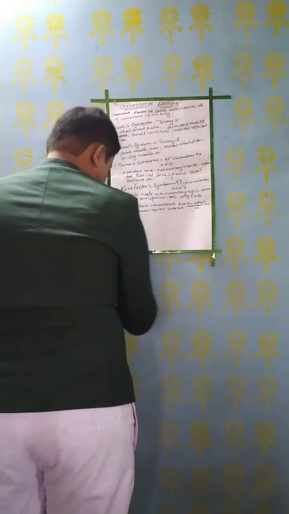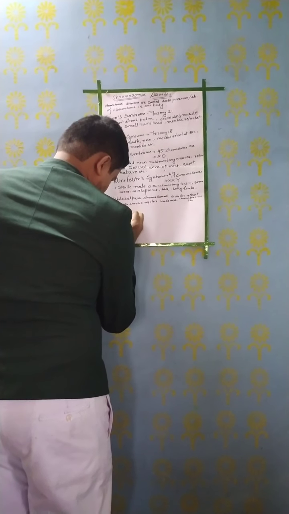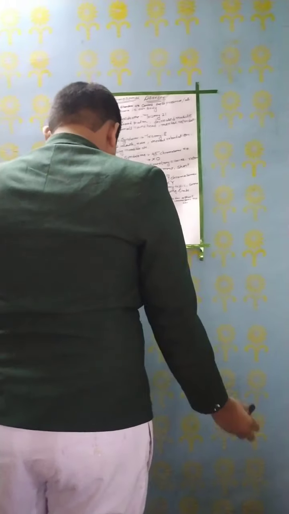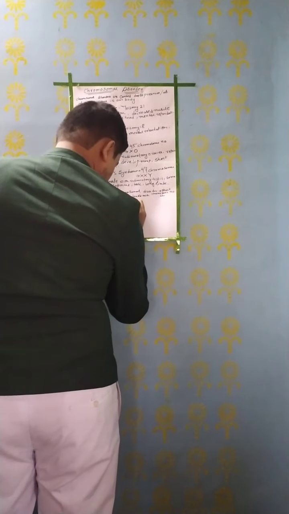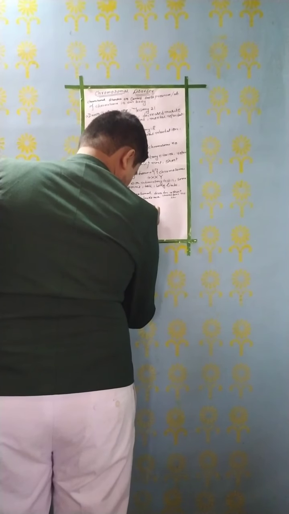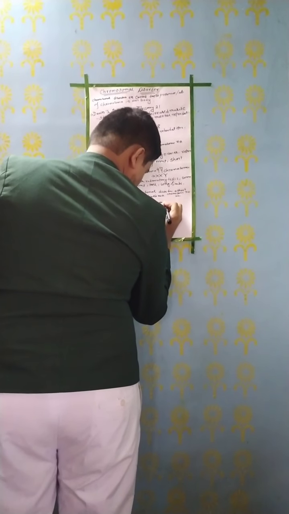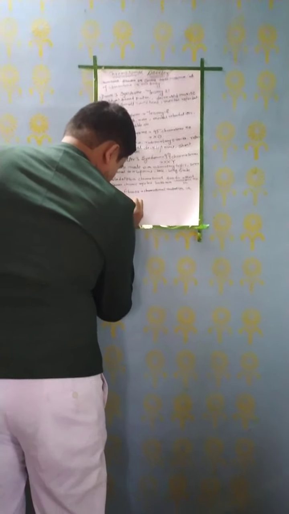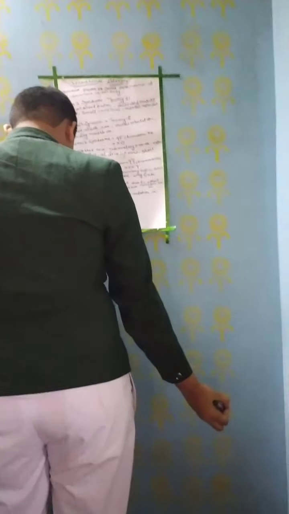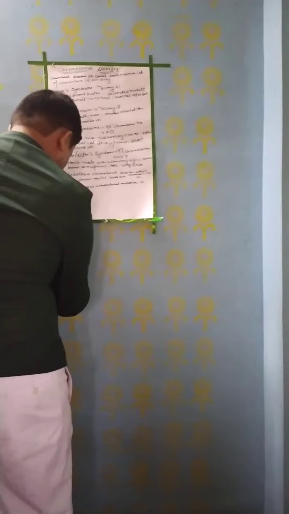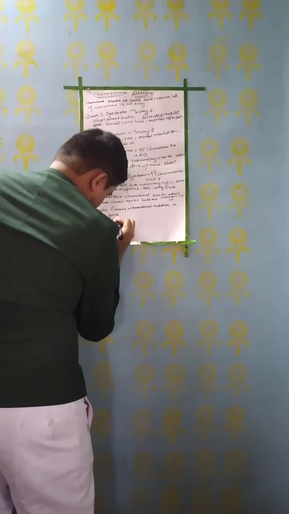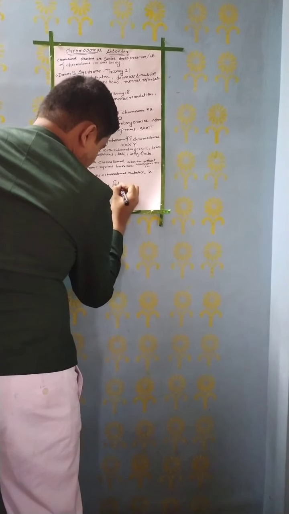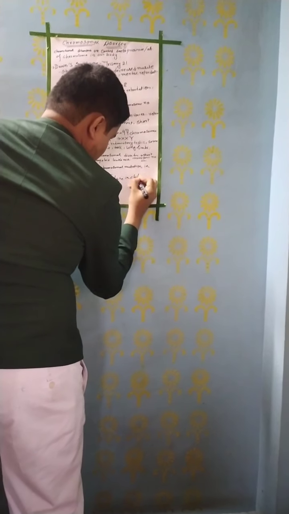Now I come to cystic fibrosis. This is due to chromosomal mutation in CFTR gene. Now the effect is pancreatic exocrine failure in children.